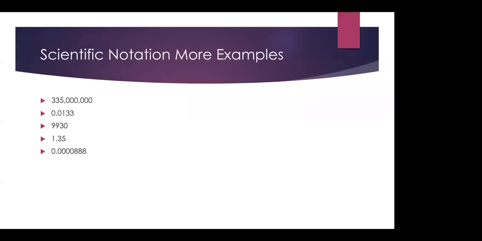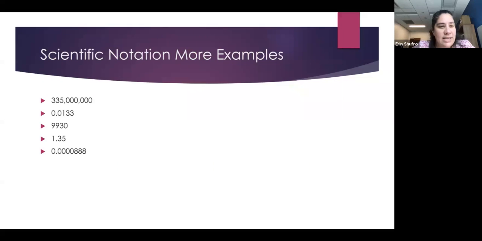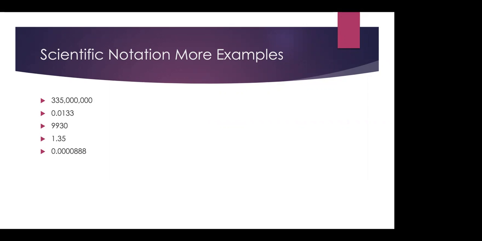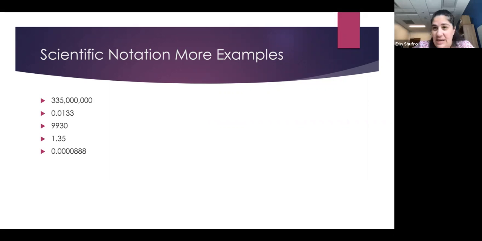1.33 times 10 to the negative second. Yes, exactly right. 1.33 times 10 to the negative 2. Perfect. Okay. All right, who wants to take a stab at the third one? 9.93 times 10 to the third. Awesome. Yep, that's exactly right. Awesome. I'm so glad to see we're doing well.